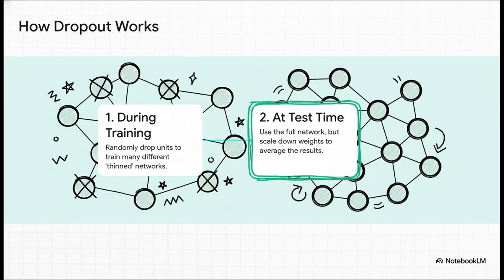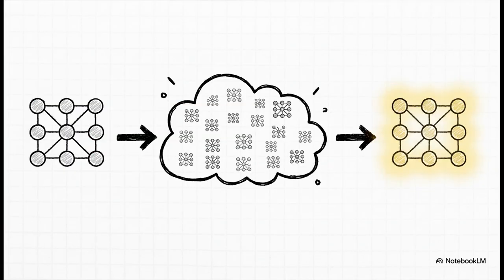And that one simple act is a mathematical shortcut that gives you the average wisdom of all those thousands of smaller networks you trained. It's incredible. Just think about how powerful that is for a second. With a decent-sized network, there are an astronomical number of possible thinned networks you could create. It's like training a massive army of slightly different AIs. But with Dropout, you get the combined benefit of all of them, basically for the price of training just one.